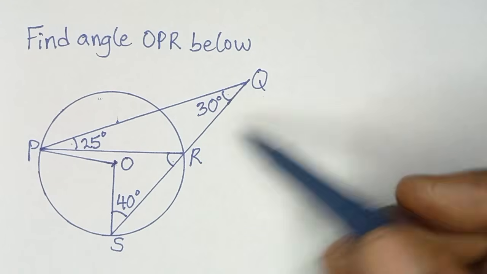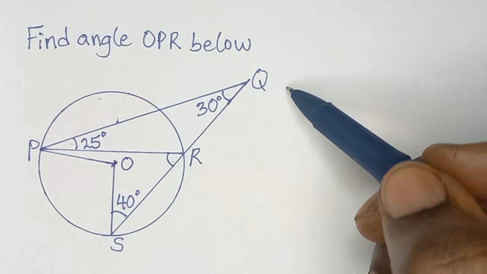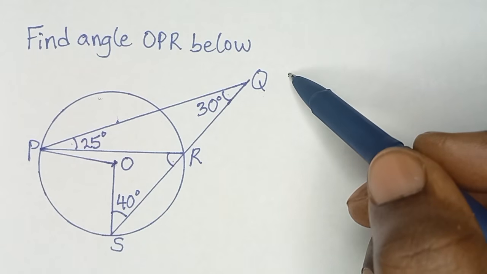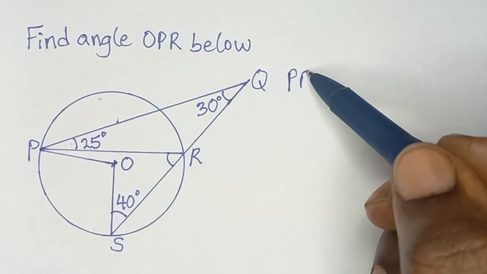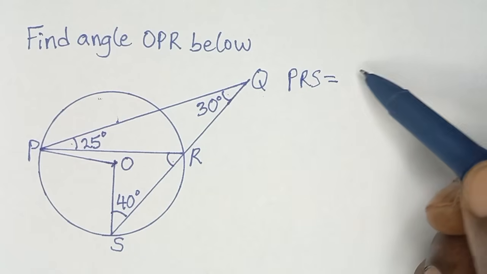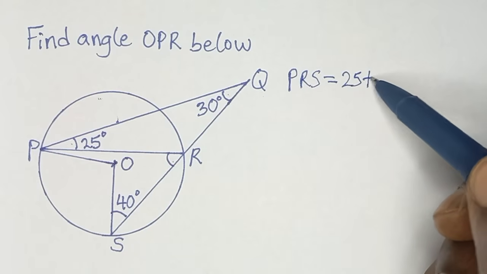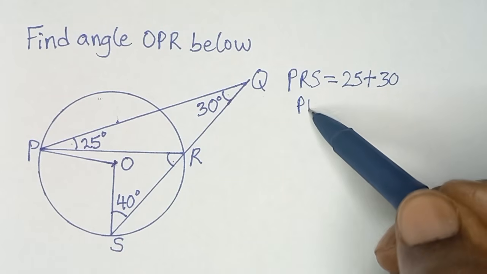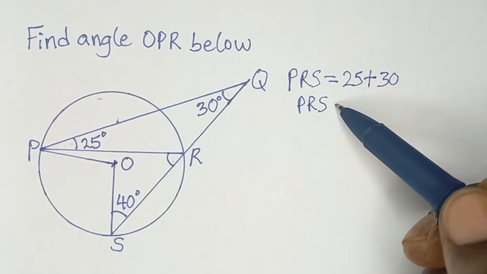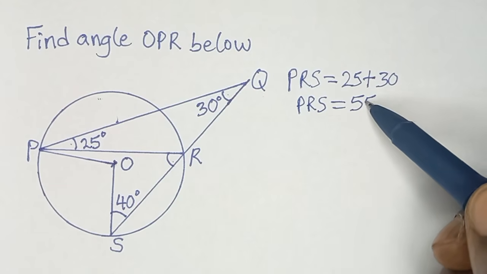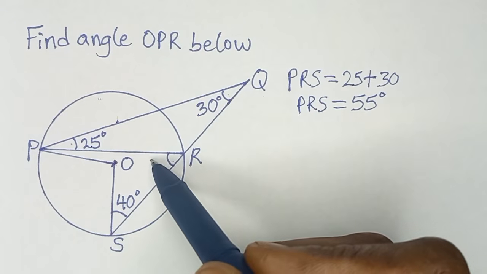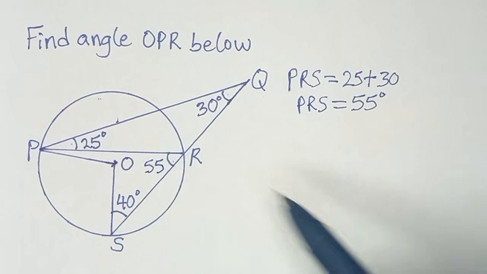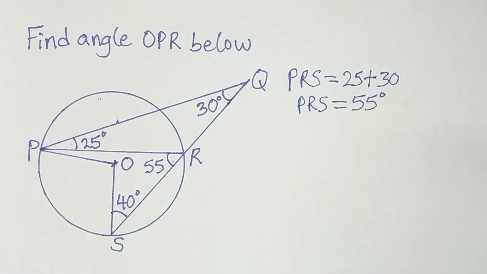So from there, we can get the value of this angle. Let me write it as angle PRS. So angle PRS is equal to 25 plus 30. So we now have angle PRS as equal to 55 degrees. So that means this angle here is 55 degrees. Now, the next thing for us to do is to see how to find this final angle here that we're asked to look for.